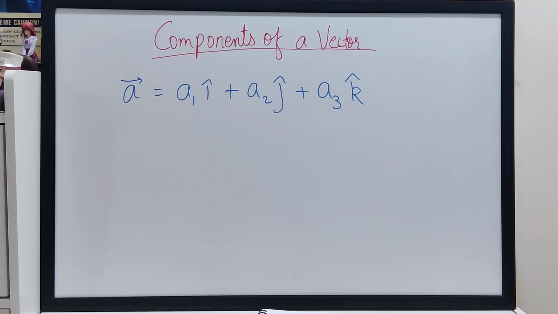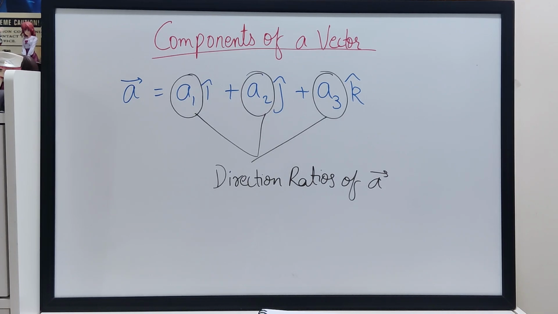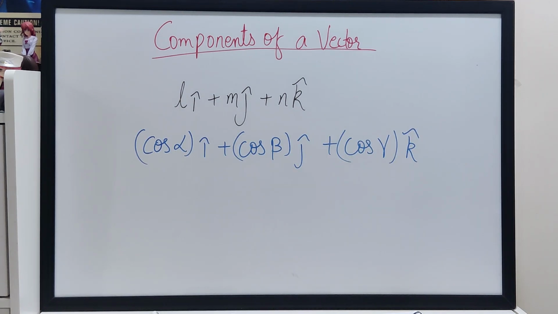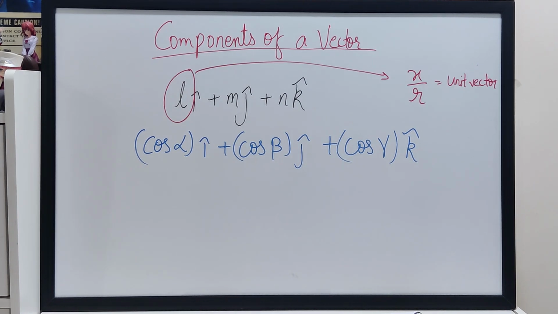If vector A is a1 i cap plus a2 j cap plus a3 k cap, then a1, a2, a3 are direction ratios of A. And what are l, m, n from the previous video? Yes, they are direction cosines. So if we write l i cap plus m j cap plus n k cap, we can also write it as cos alpha i cap plus cos beta j cap plus cos gamma k cap, where alpha, beta, gamma are the angles that the vector makes with x, y and z axis respectively.